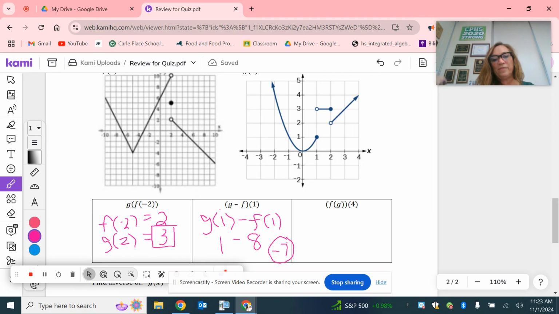Again, you work from the inside out. So I'm going to do g of 4. For g of 4, that arrow definitely touches a 4. And then I do f of 4, and f of 4 is 0. So that's my final answer, 0.